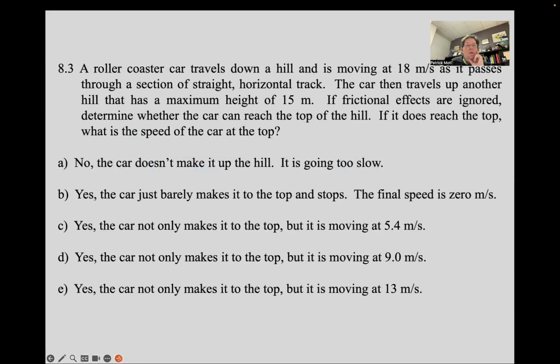All right, let's try another one. A roller coaster travels down a hill and is moving at 18 meters per second as it passes through a section of straight horizontal track. The car then travels up another hill that has a maximum height of 15 meters. If frictional effects are ignored, so only conservative forces are doing work, determine whether the car can reach the top of the hill. If it does reach the top, what is the speed of the car at the top? So try to work that out, and compare your answer with your neighbor. And then after you've reached consensus, let's go over the answer in the video.